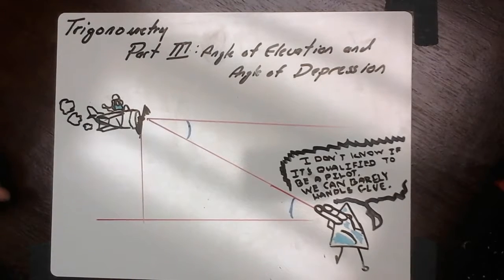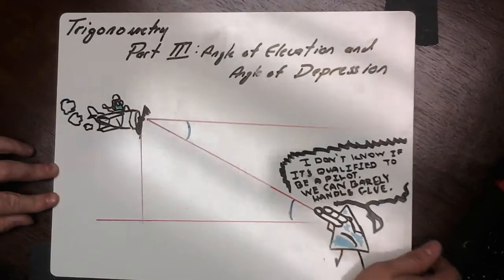Let's get started. So we're going to do a definition of trigonometry. We're going to talk about the 3 ratios that we're going to be working with in trigonometry. Then we're going to do 4 word problems involving angle of elevation and angle of depression. So let's get started.